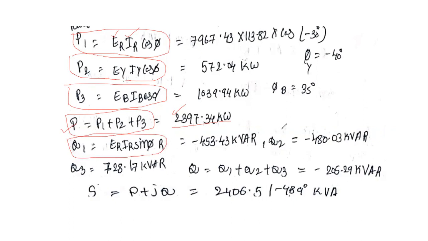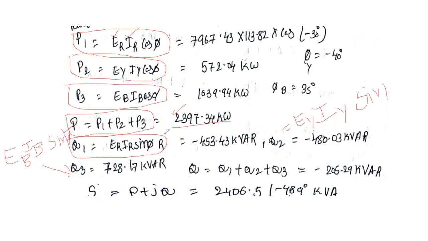Next, what is the formula for Q2? Q2 is equal to EY into IY sin phi Y. Similarly, we calculate Q3. What is the formula for Q3? That is EB into IB sin phi. EB IB sin phi.